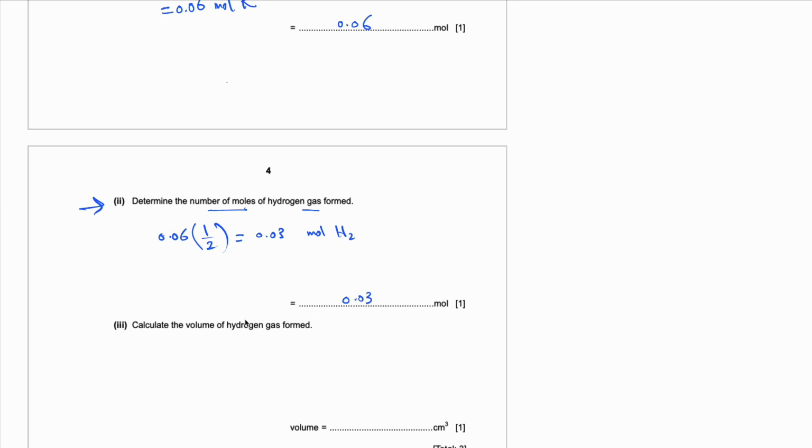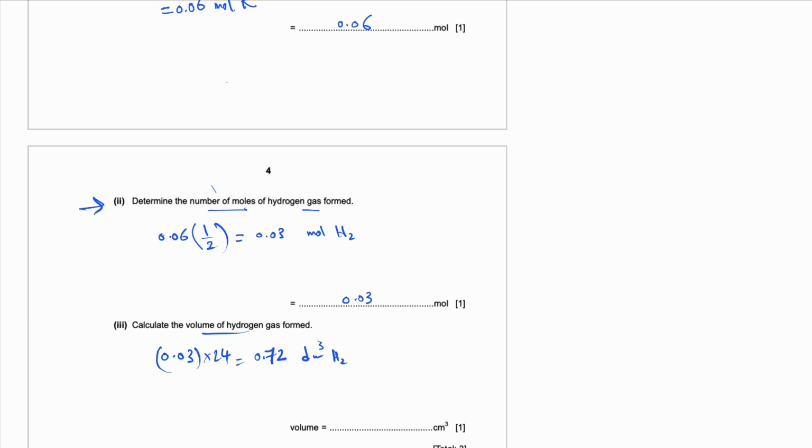Next point, calculate the volume of hydrogen gas. Remember, 1 mole of any gas is 24 cubic decimeters at room temperature and pressure. So we need to take the number of moles and multiply by 24. So 0.03 multiplied by 24 gives us the volume of that gas. So the answer is going to be 0.72 cubic decimeters of the hydrogen gas.